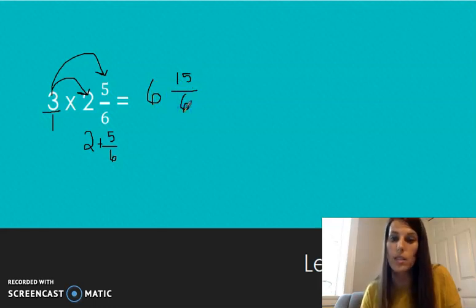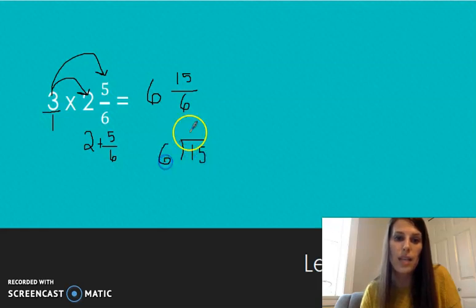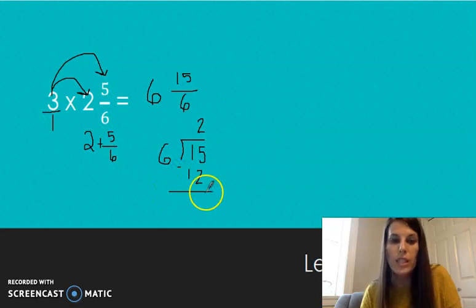Can't leave it like this. It's an improper fraction. So when I break it down, you can either decompose it or do division. So 15 divided by 6 is going to be 2. Multiply 6 times 2 gives you 12. Go ahead and be writing this down on your paper with me. 15 minus 12 is going to give you 3. So that means that this is going to equal 2 and 3/6.